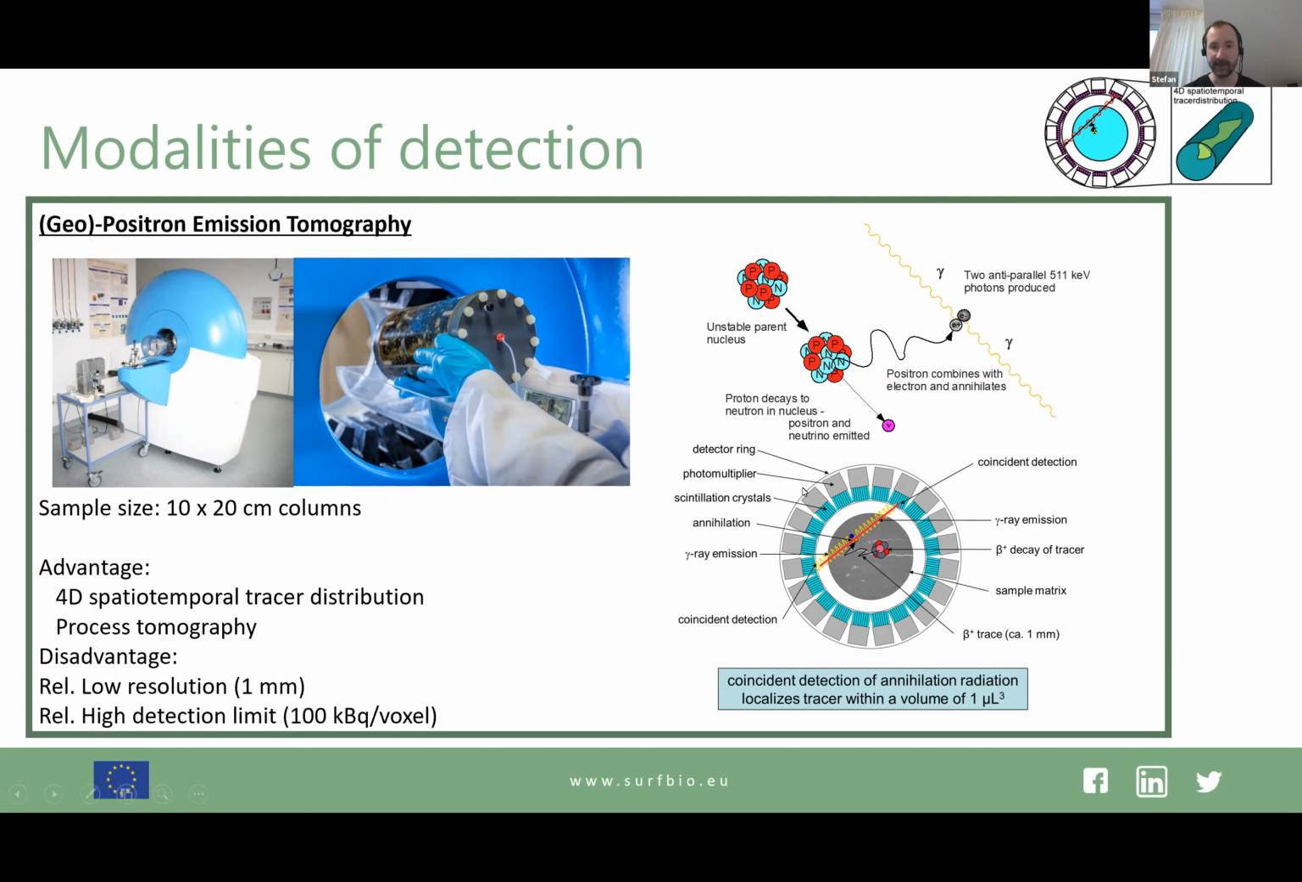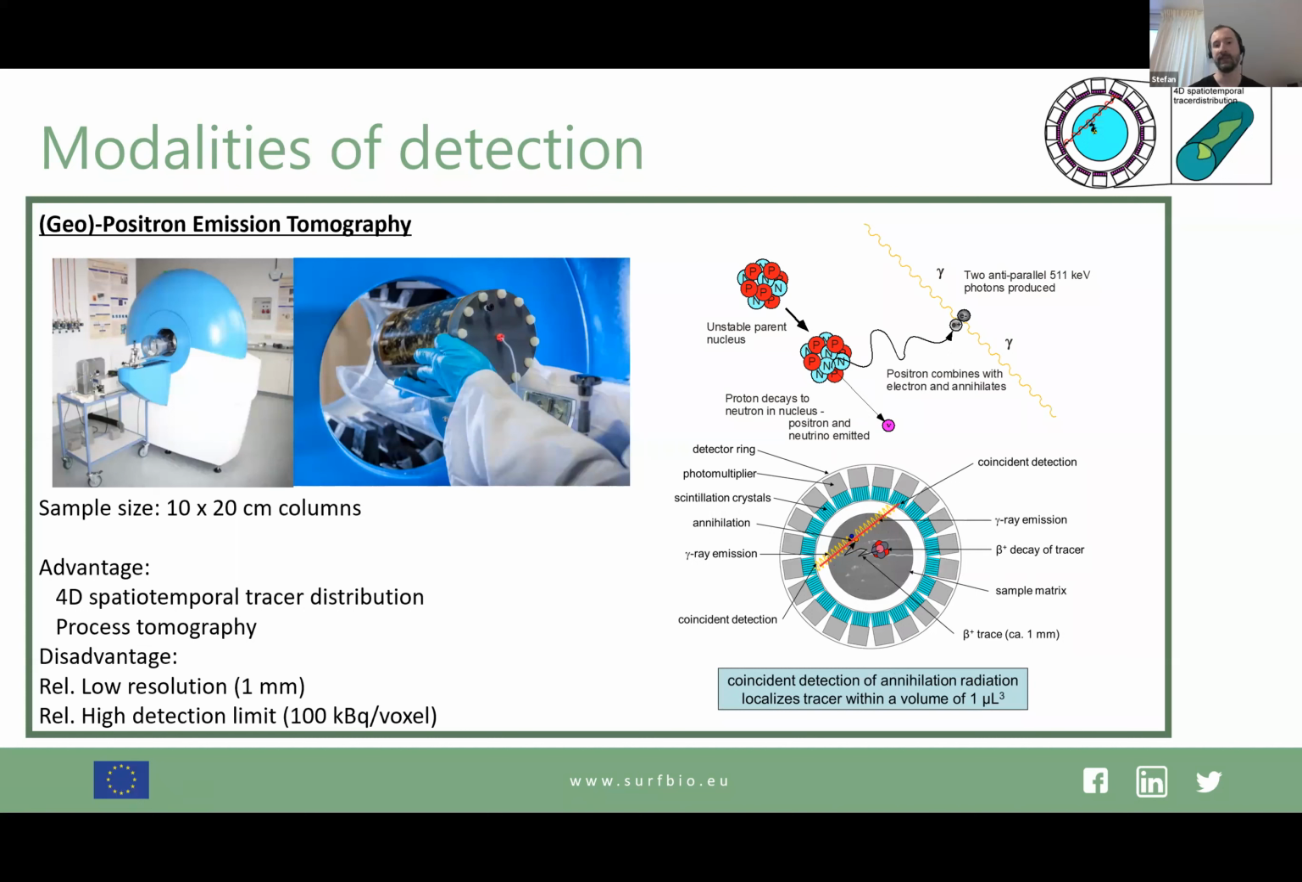Using this sort of detector ring, which you can also see here, these are the detectors that are indicated, when you have coincident detection, you can draw a line. Then if you have two decays, you know where the decay happened, so where your tracer was.